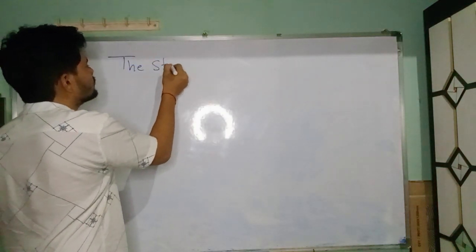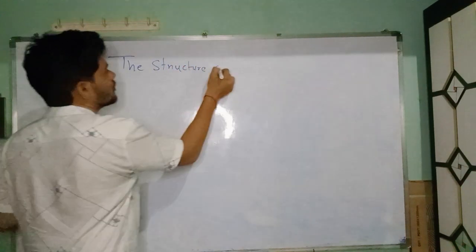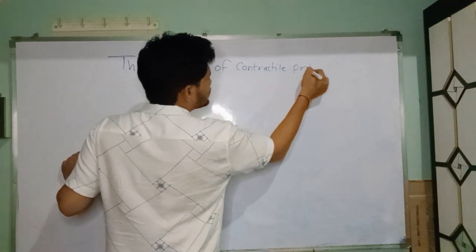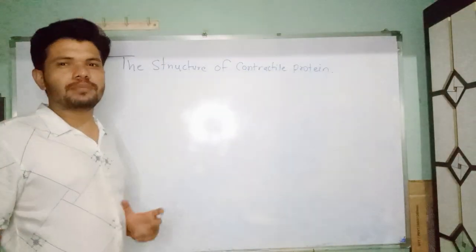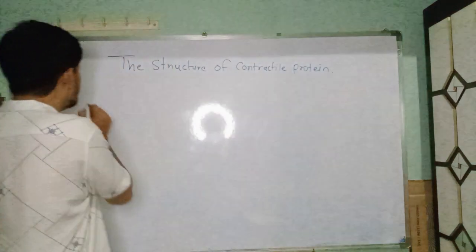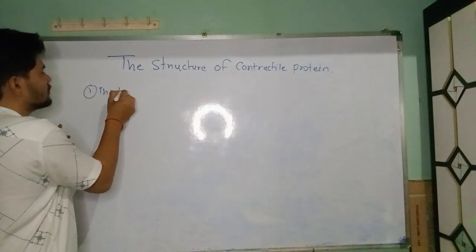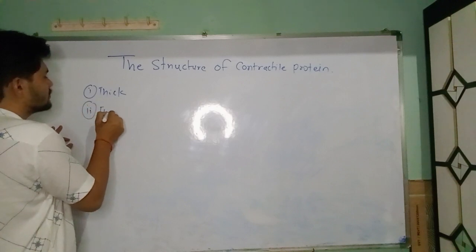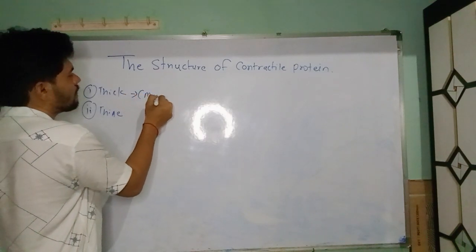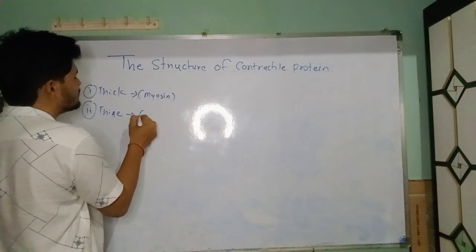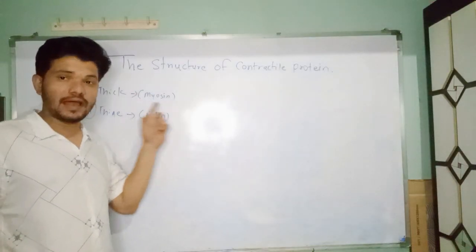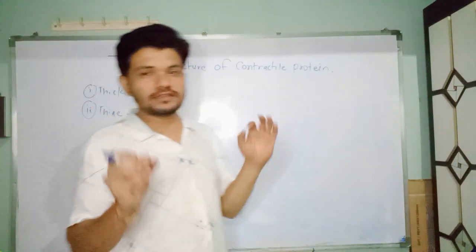In this video, we are going to discuss the structure of contractile proteins. We all know that each myofibril contains contractile proteins, and there are two types: one is the thick filament, and the second is the thin filament. Thick is made up of myosin protein and thin is made up of actin protein. So we are going to study the structure of myosin and the structure of actin.